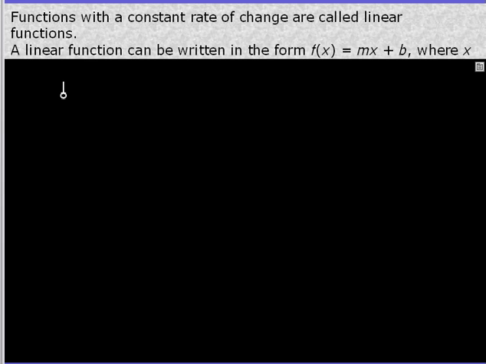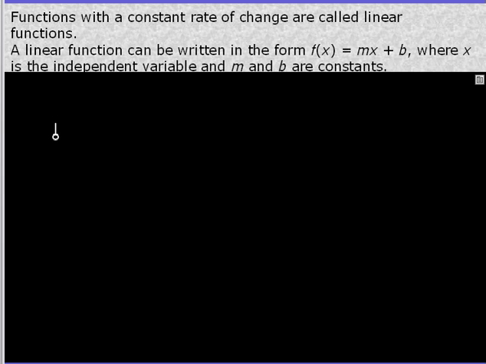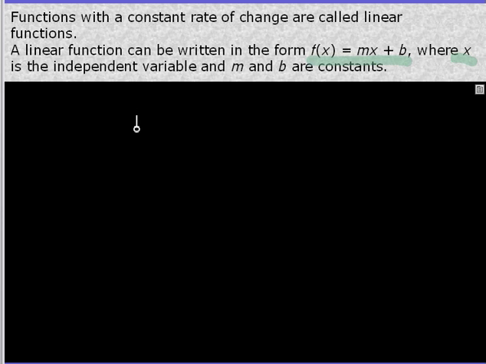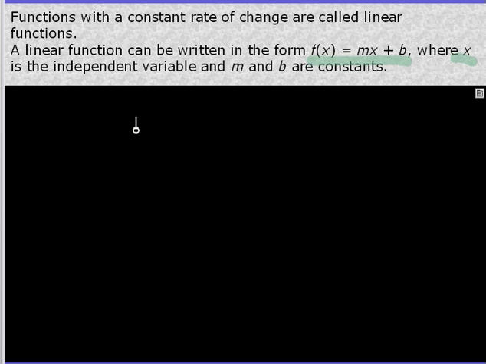So functions with a constant rate of change are called linear functions, and we've learned to write linear functions in a couple forms. The most common is f of x equals mx plus b, where x is our independent variable, m and b are constants, m is our slope, and b is our y-intercept.